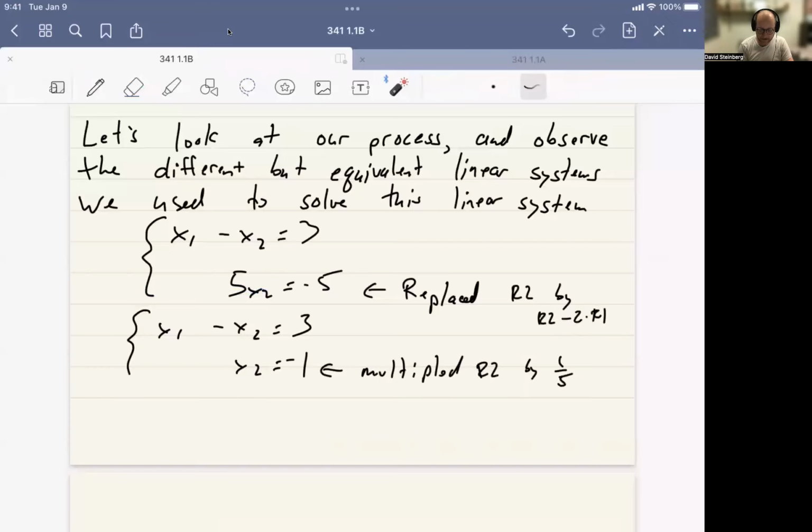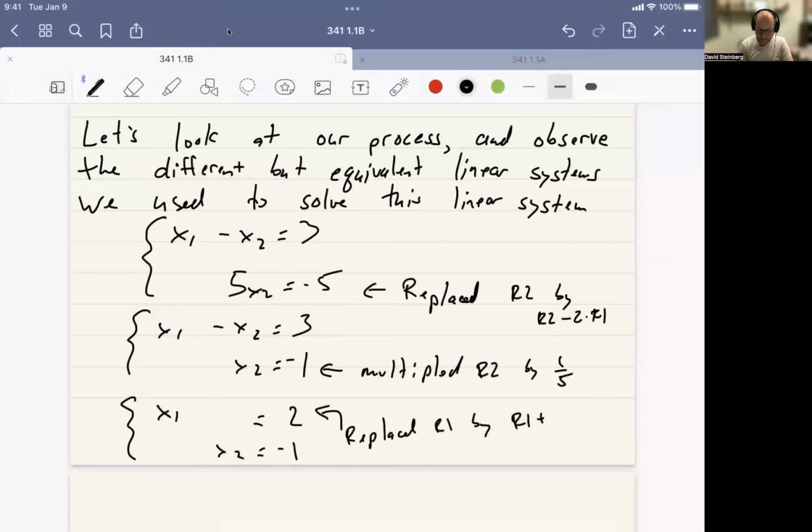The last thing we want to do is replace row 1 by row 1 plus row 2, because if we add these two together, the negative x2 and the x2 here are going to cancel, and you'll see what happens. We've got x1 plus no x1 is just x1, minus x2 plus x2 is 0, and 3 minus -1 is 2. We don't change that second row. So here we replaced row 1 by row 1 plus row 2.